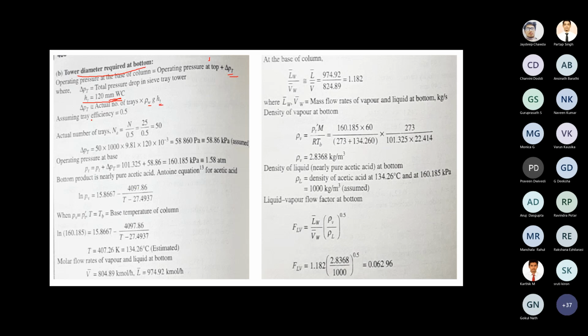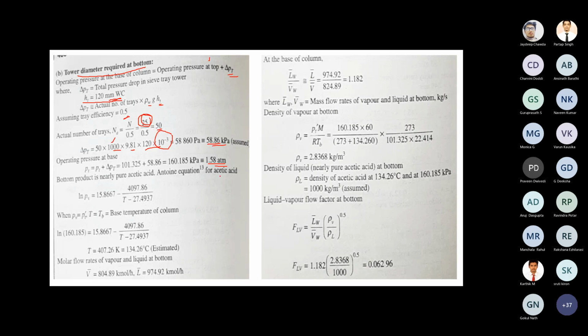So assuming tray efficiency 0.5, the number of trays is given, equilibrium minimum stages given 25 by 0.5 is 50. So 50 into 1000 into 9.81 into 120 into 10 power minus 3. This is mm of water column, so the water density you can take. So this is the pressure drop in the column. So the operating pressure at the base will be 101.325 plus 58.86 kilopascal. It's around 1.58 atmospheric pressure.